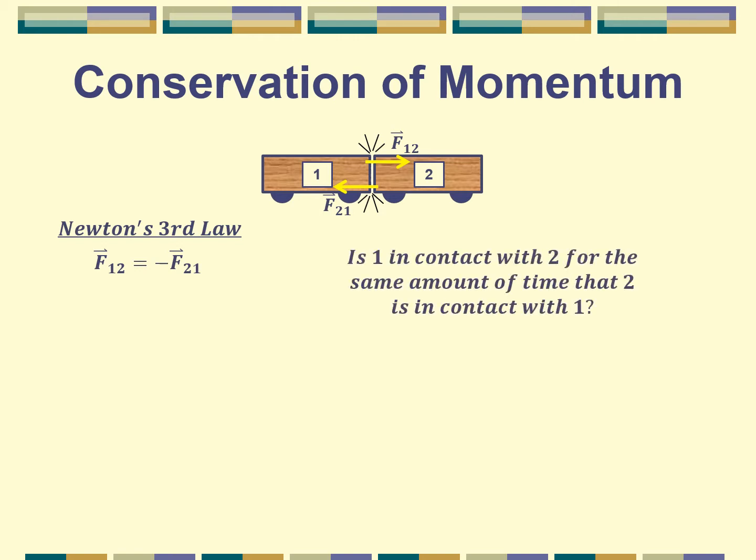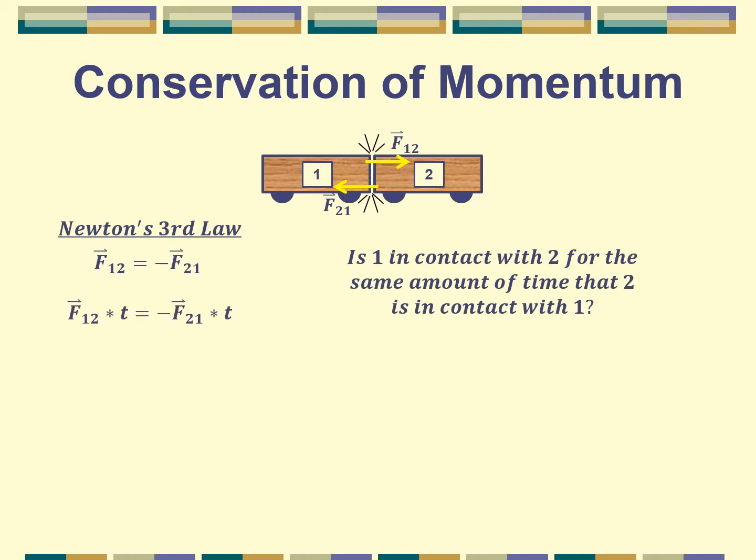Now, because the two are going to be in contact with each other for the same amount of time, car 1 is going to be in contact with car 2 for the same amount of time that car 2 is going to be in contact with car 1. It wouldn't make sense that car 1 is touching car 2 for a longer period of time than 2 is touching 1, so that's the same amount of time for both of them.